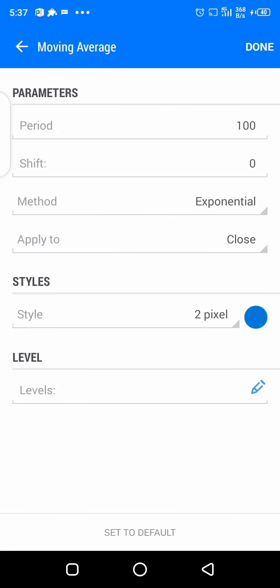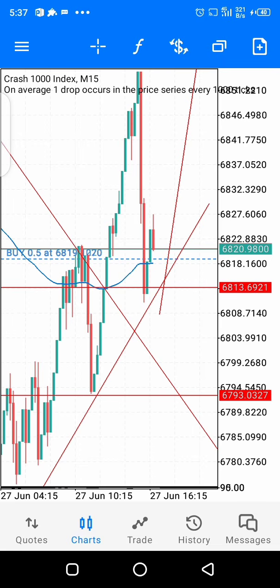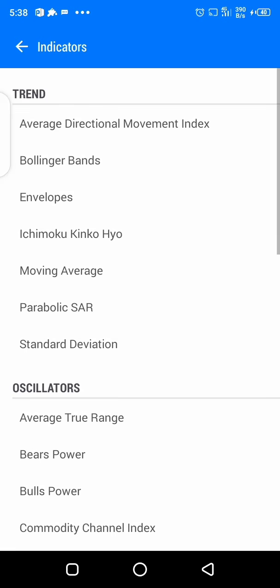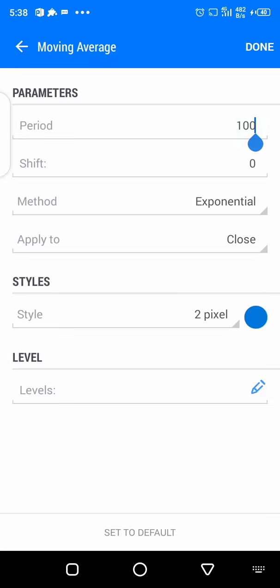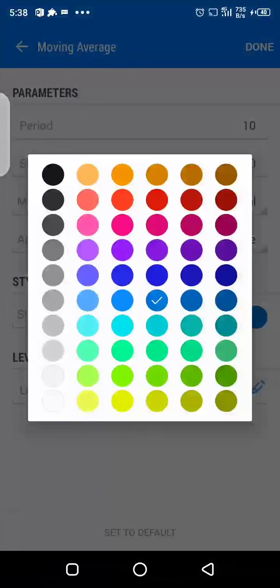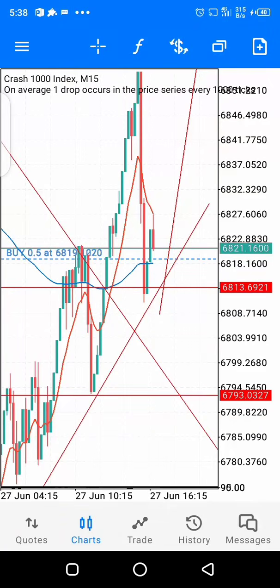You click on done. Then you need to add another moving average. You click on the F icon, you click on the main charts to add another moving average. We have another one here. We have moving average 10 with period 10 exponential, and we change the color to red. We click on done. You see the red indicator there, right?